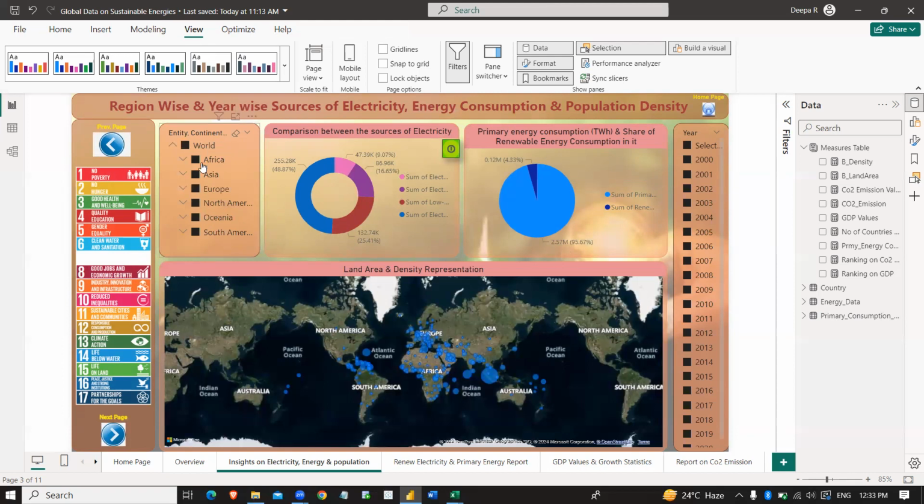I have created this hierarchy of world, continent, and the countries. So if you click on this one, you can see what all countries come under Africa. All of them will be under Africa. So we have taken this regional filter here, and then I have presented the donut chart to show the comparison between the sources of electricity.